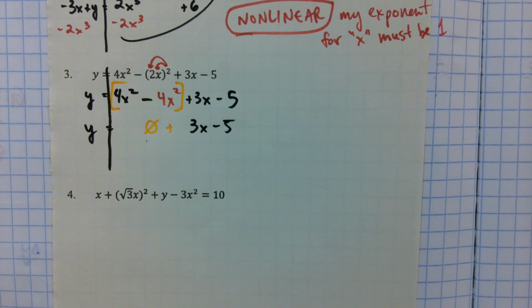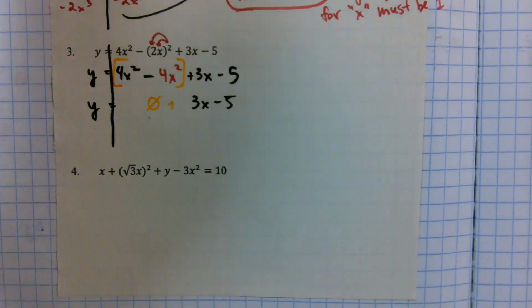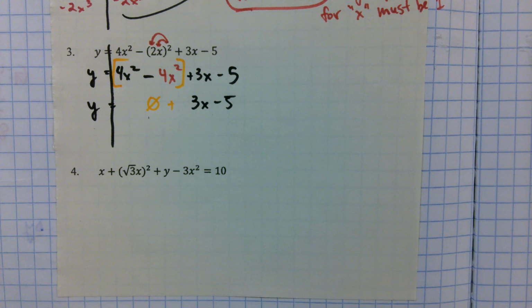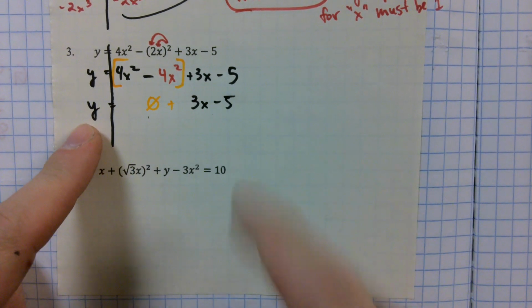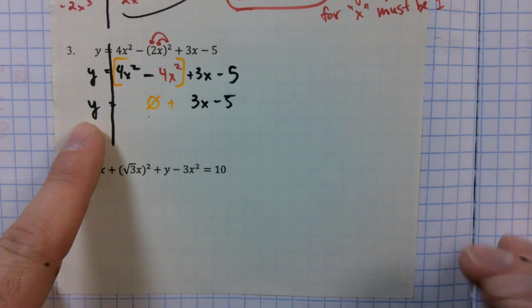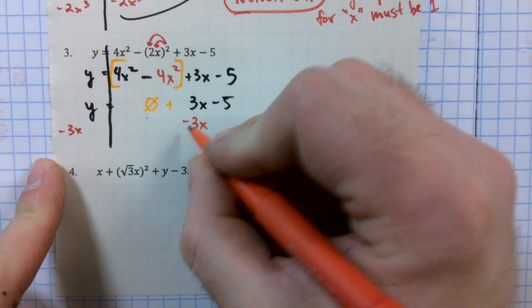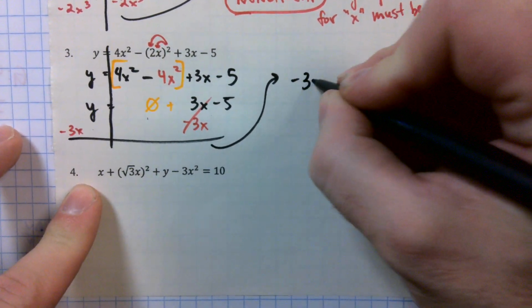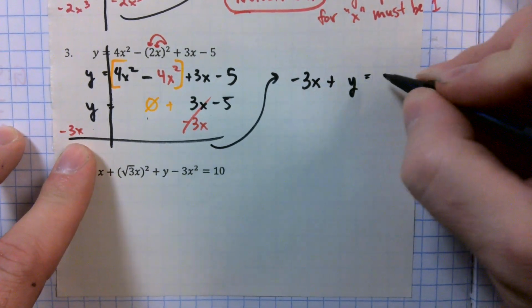Do I have any exponents now? Nope. So you're going to see equations try and trick you, putting little exponents in there that actually end up canceling out. That's why we have to do this work. Now, I still want to write it in standard form. I can do one thing here on both sides, which is what? Subtract 3x from both sides. Perfect. We end up with negative 3x plus y equals negative 5.